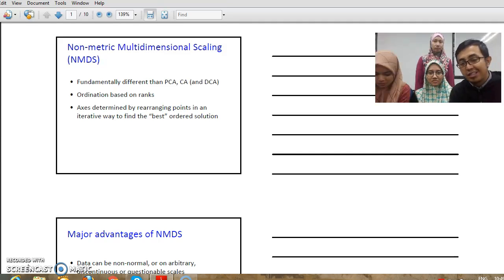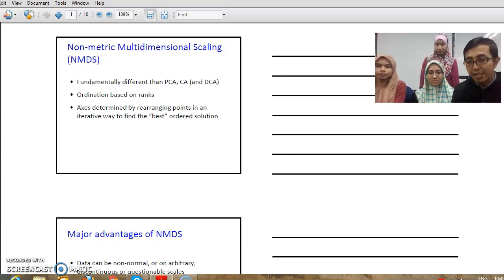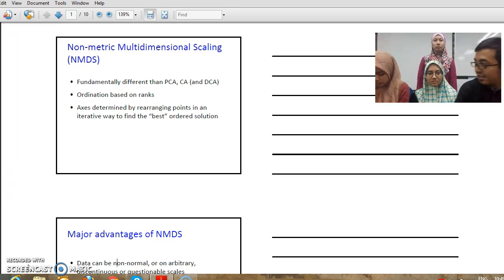So today we learn about a new topic. We call it non-metric multi-dimensional scaling, or in short, NMDS. In the previous class you already learned about a few topics: PCA, CA and DCA. Is it right? Yes. Okay. Can you explain a little bit, Wani?